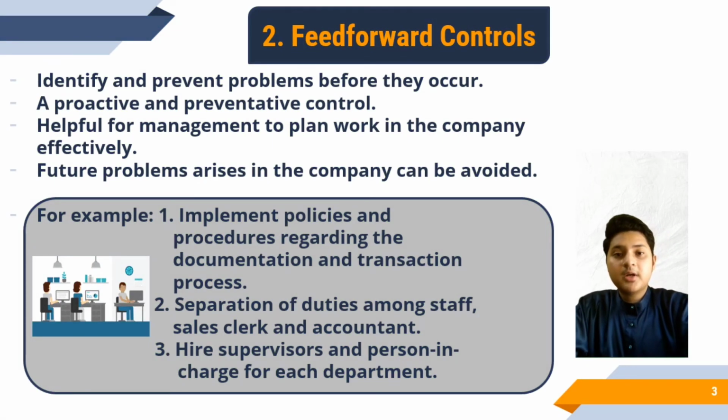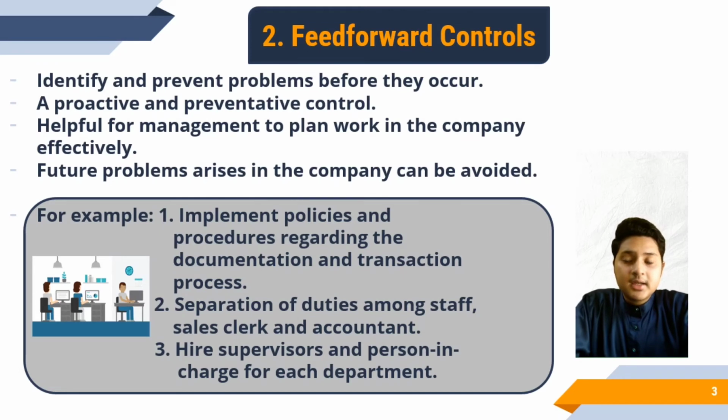Secondly is feed-forward controls. Feed-forward controls involve identifying and preventing problems in an organization before they occur. Feed-forward controls are proactive and preventative. They are helpful to managers because they allow the manager to plan work effectively. Examples of feed-forward control are implementing policies and procedures and separation of duties among the workers. As a result, future problems can be avoided.